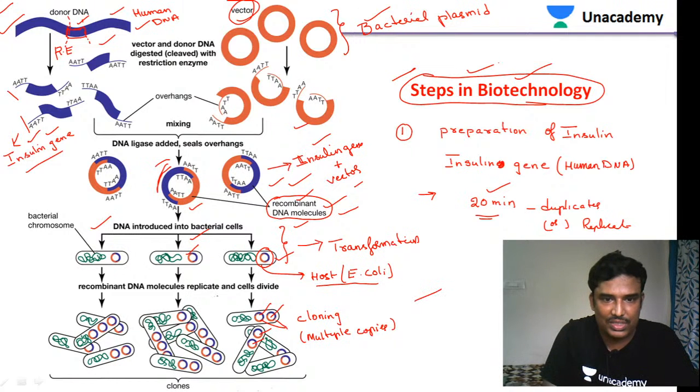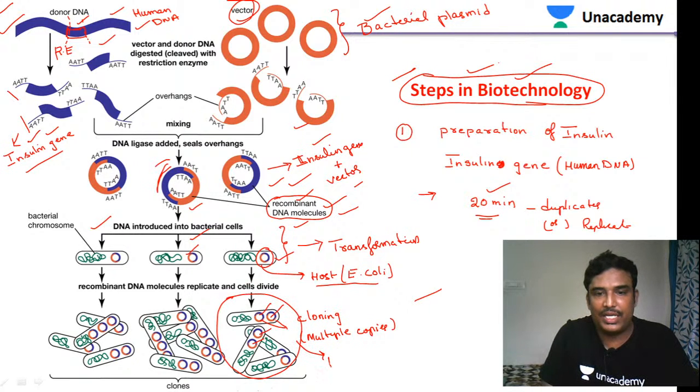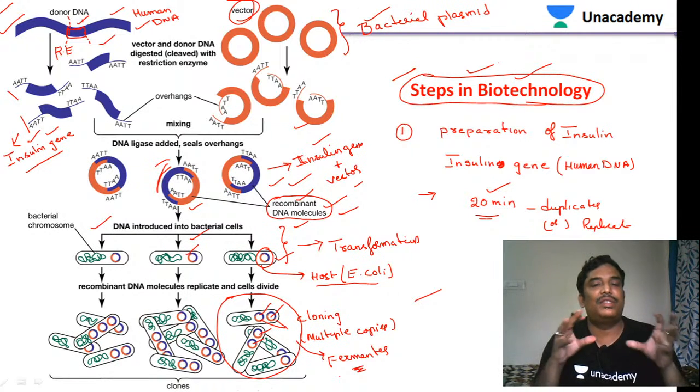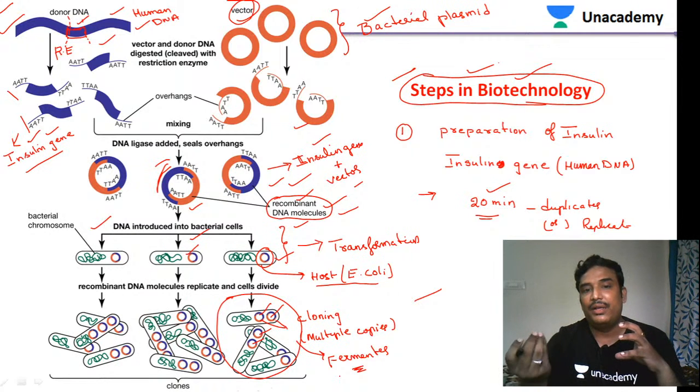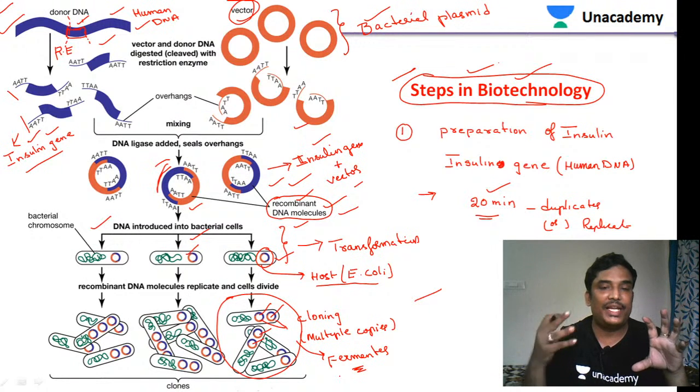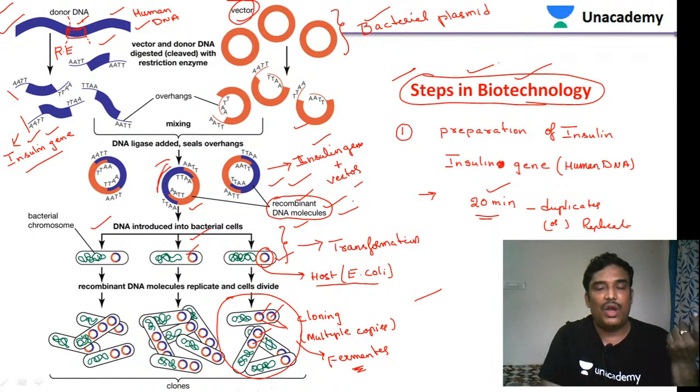So where is this whole process taking place? This whole process takes place inside a bioreactor, which is called a fermenter. It takes place in the fermenter so that we will get multiple copies of the insulin gene. After getting multiple copies of the insulin gene, expression of the insulin gene will take place.